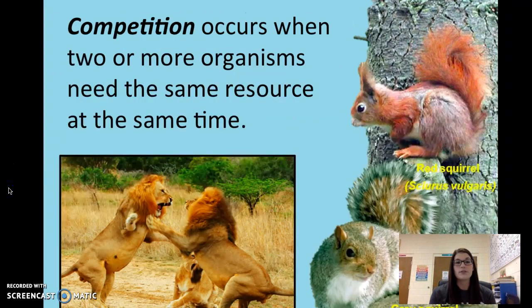All right, so competition, we know what competition is, but it occurs when there are 2 or more organisms that need the same resource at the same time. That same resource could be water, food, shelter, space, or it could even be a mate. So whether the species are the same, like the 2 lions that are fighting, it looks like they're probably fighting over a mate, or different species, like the 2 squirrels, a red squirrel and a gray squirrel, both of them have the same niche. They both want to live in the same place, they both want to eat the same food, and so they are going to compete for that food and for that space and shelter.